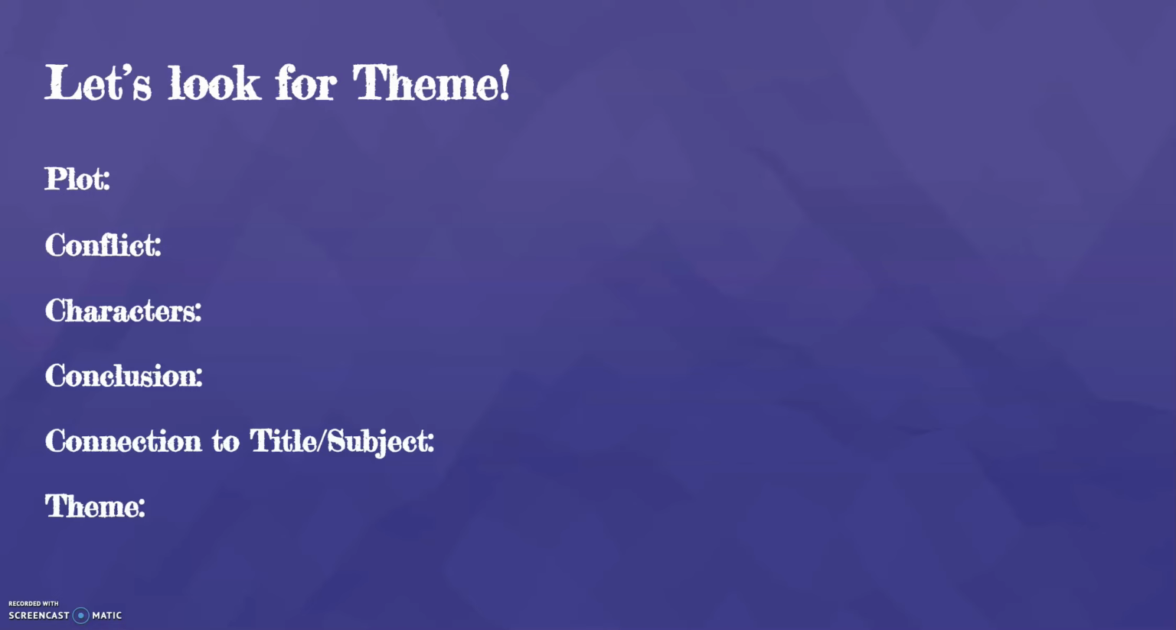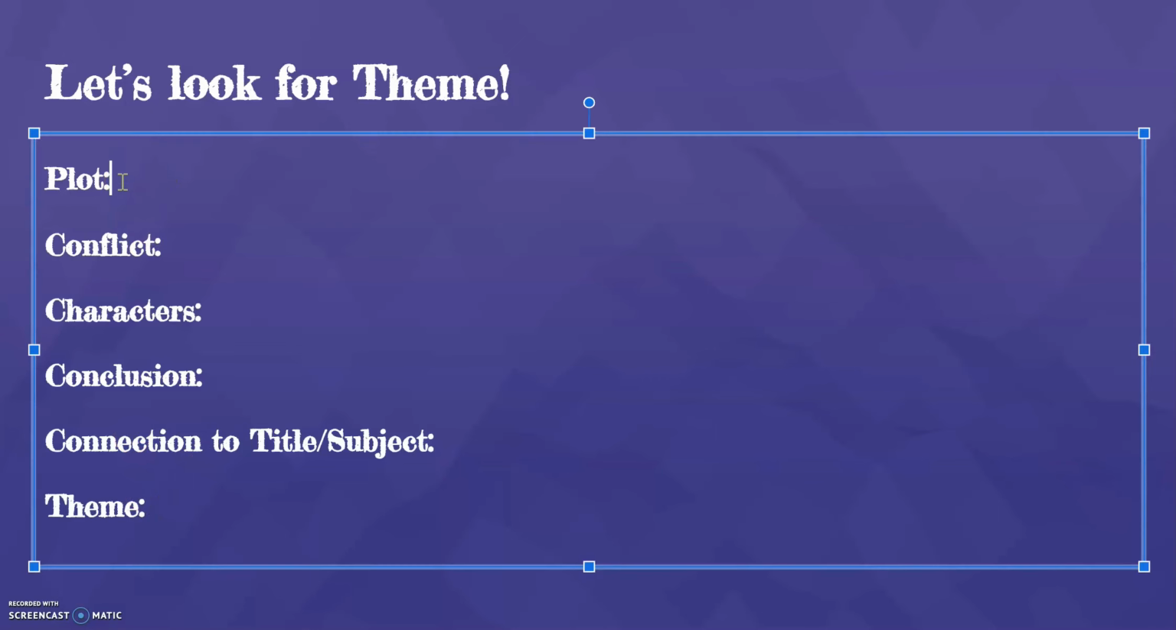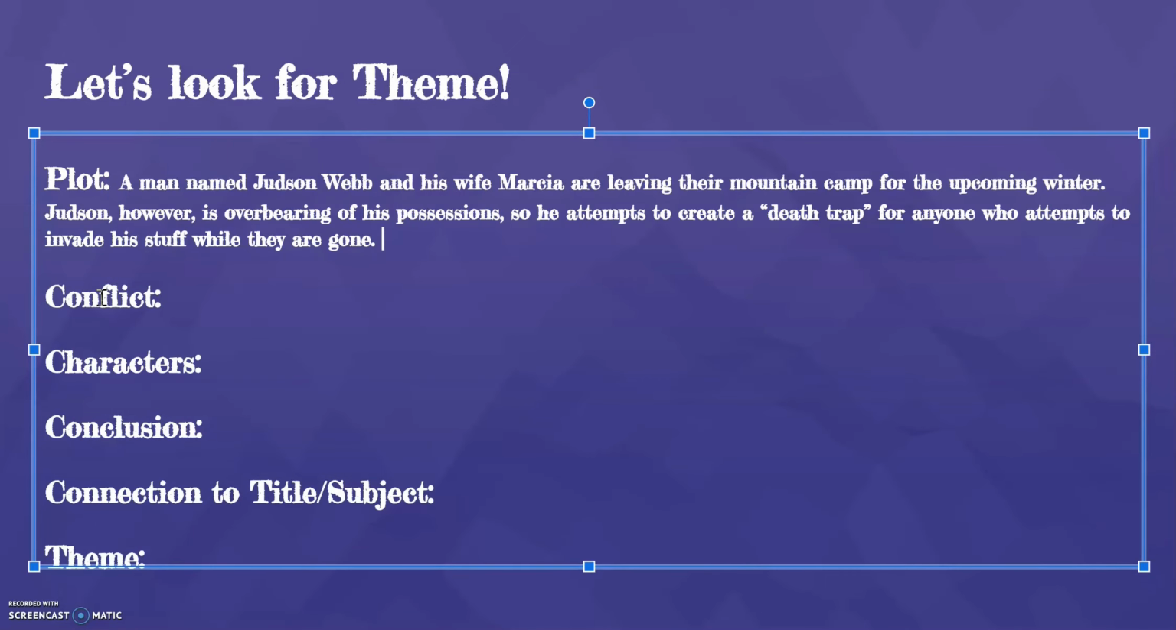So in order to start looking for the theme, what we want to do is use these devices. First, we want to use plot, conflict, characters, conclusion, connection to title/subject, and the theme. So, what I got for the plot: a man named Judson Webb and his wife Marcia are leaving their mountain camp for the upcoming winter. Judson, however, is overbearing of his possessions, so he attempts to create a death trap for anyone who attempts to invade his stuff while they are gone.